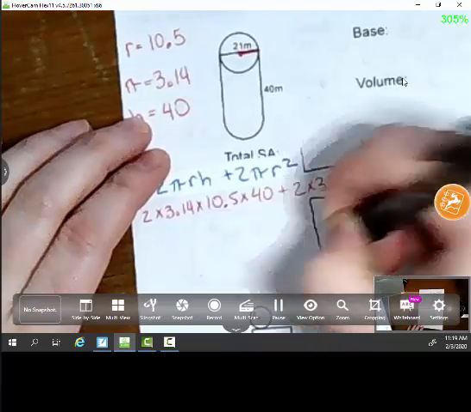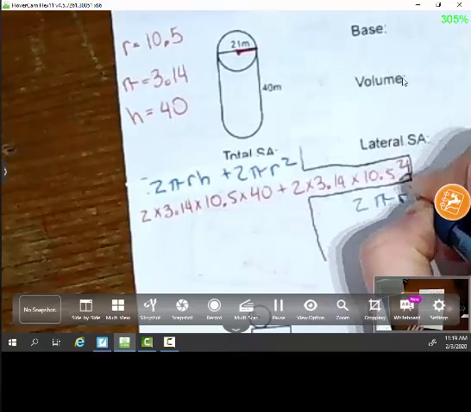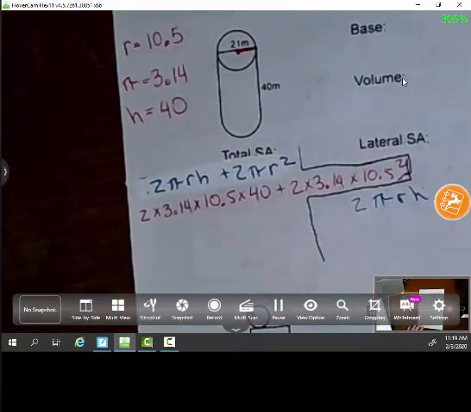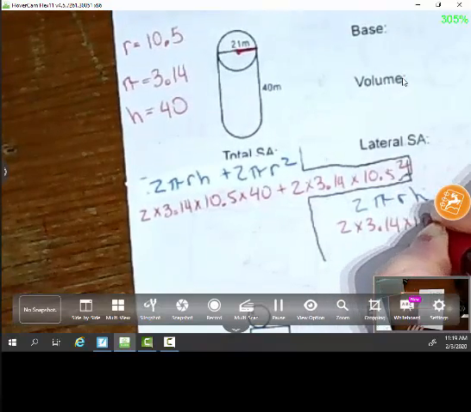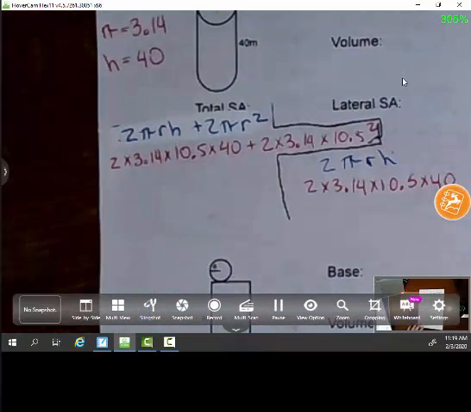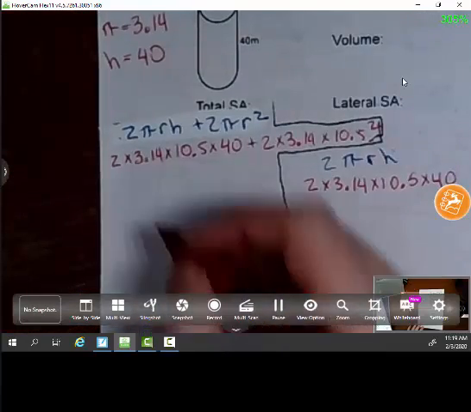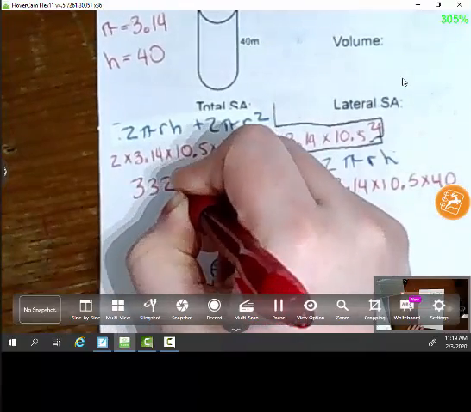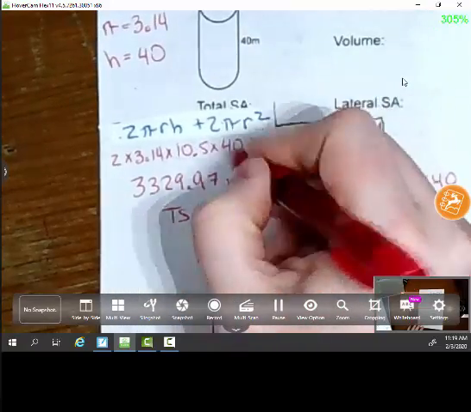Those decimals make it a mess. Alright, that's a whole hot mess. So what was the total surface area? This long nasty one. 3,300. Perfect. Meters squared. That's total surface area.